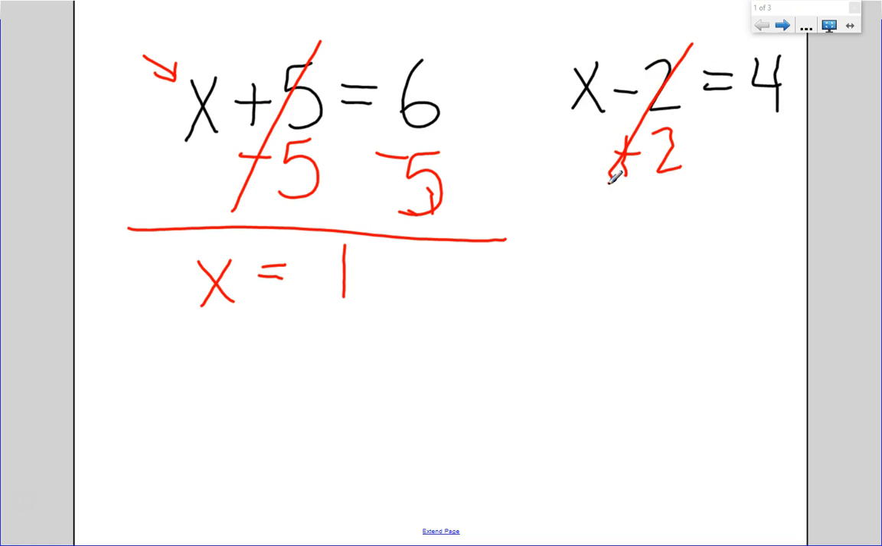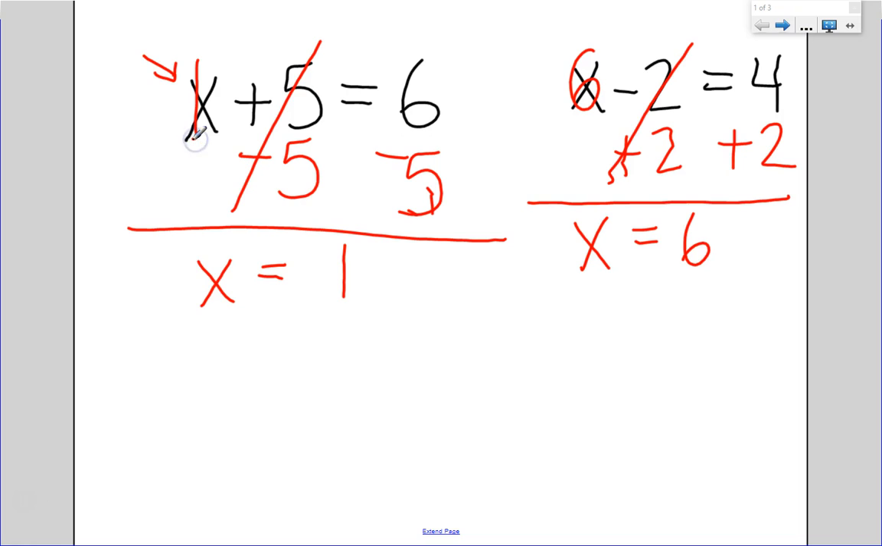And what I do to one side, I would do to the other. So I come over and I'm left with x on the left-hand side of the equation, and 4 plus 2 would be 6. Again, it's always important to come back in and check our work. So if we plugged 6 in right here in place of x, 6 minus 2 does equal 4, so we know we're right here. Over here on the first one, we plug 1 back in, 1 plus 5 equals 6, and so we know that our answer there is correct.